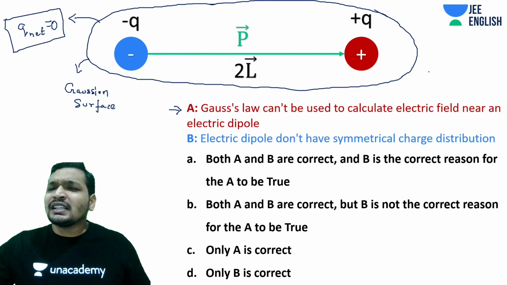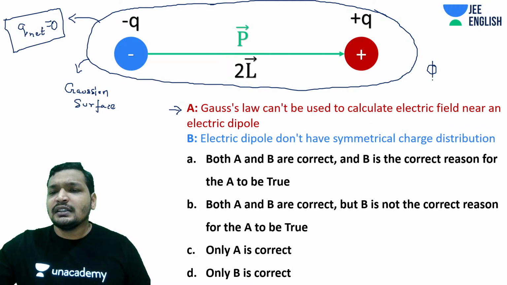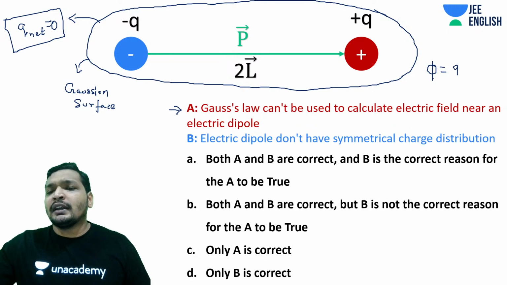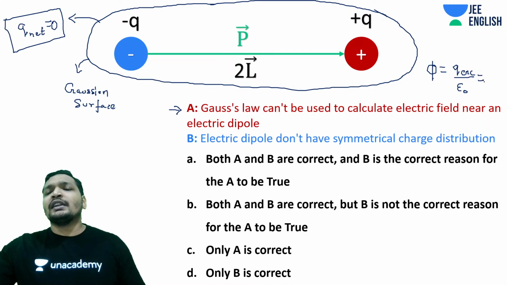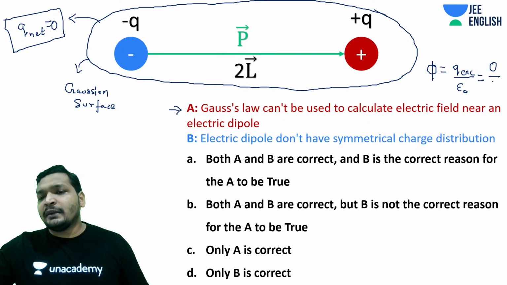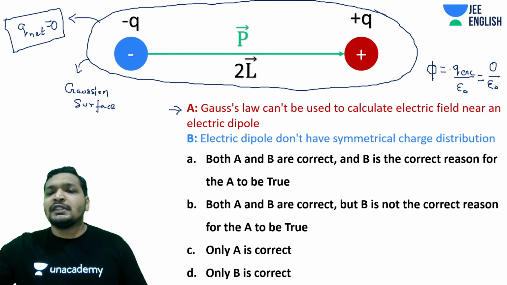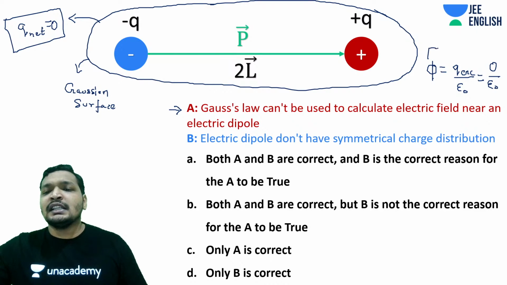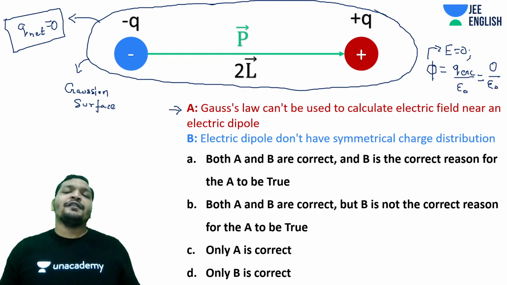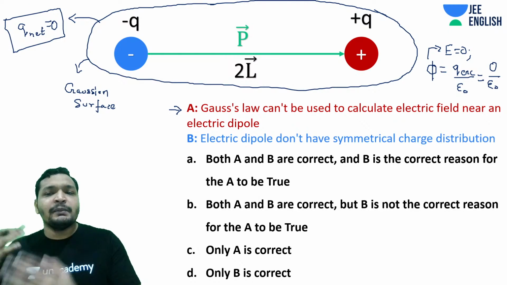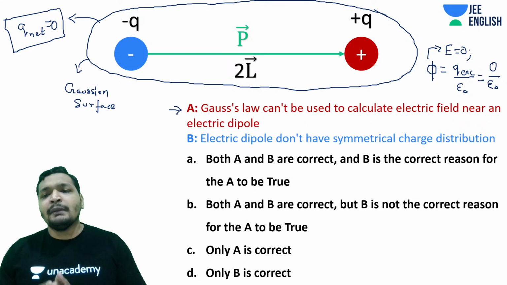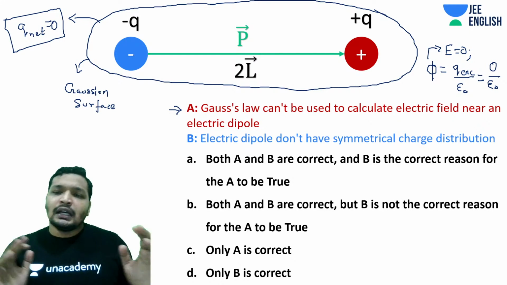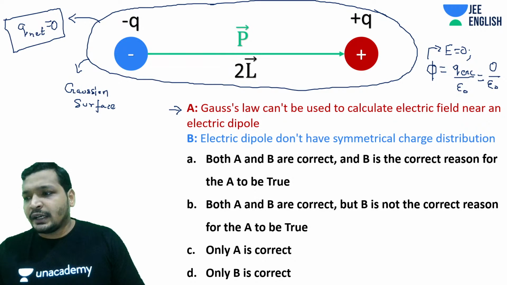Gauss law says that electric flux is equal to Q enclosed by epsilon naught. Now in this case, Q enclosed is 0, divided by epsilon naught, it should be 0. That means flux should be 0. If flux is 0, field should be 0. Because what is electric flux? Basically, flux is nothing but field multiplied by area, basically E dot A. It's a dot product of electric field and area vector.